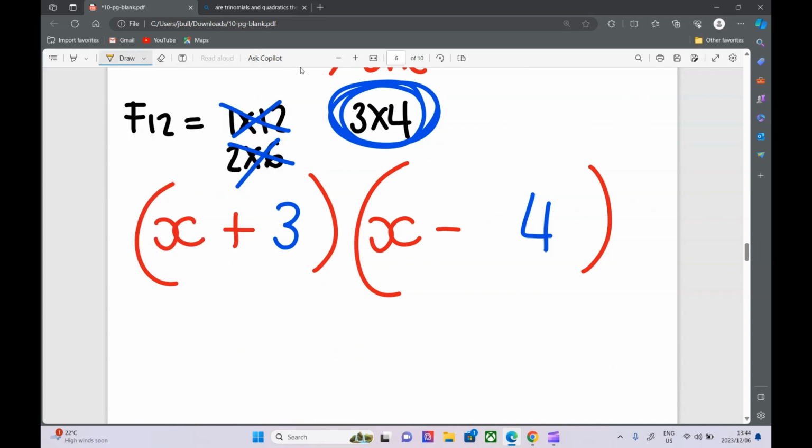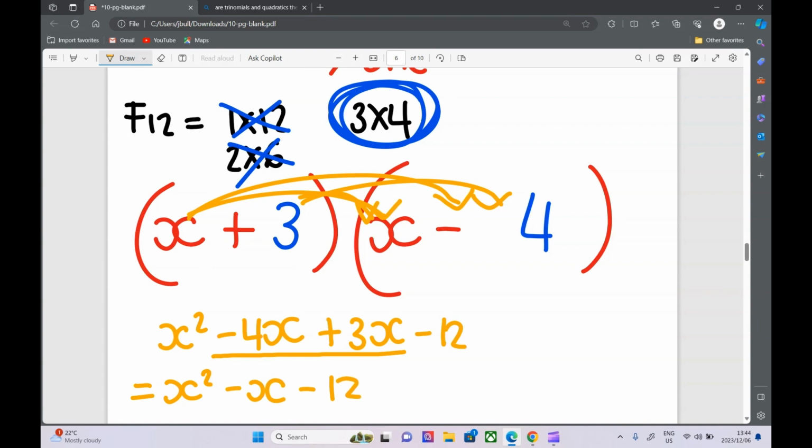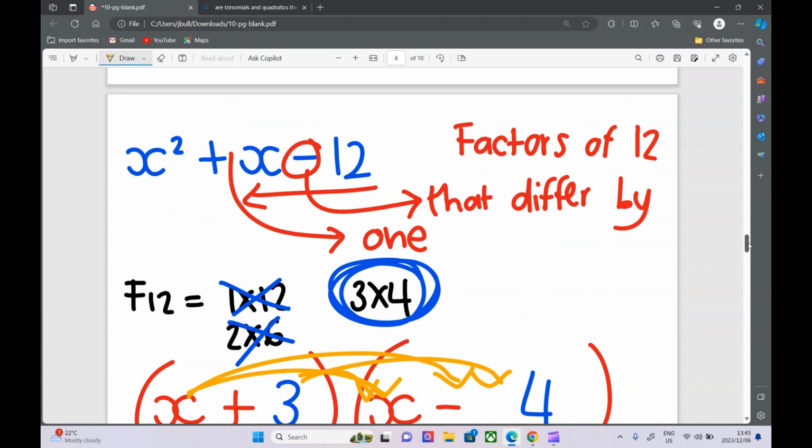Okay, x times x is x squared. x times minus 4 is minus 4x. 3 times x is 3x. 3 times minus 4 is minus 12. So this is going to give me x squared, minus 4 plus 3 is going to be minus x, minus 12. And that is not what we started with, because we started with a positive x instead of a minus x.